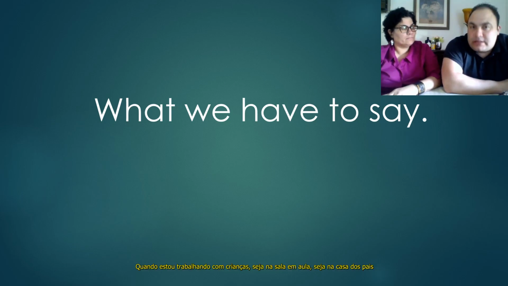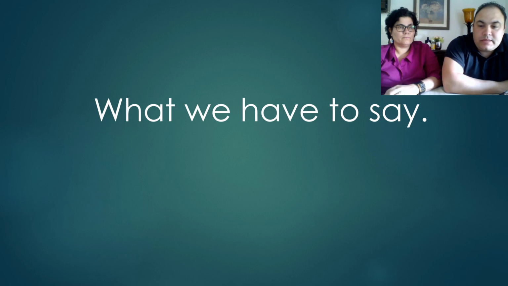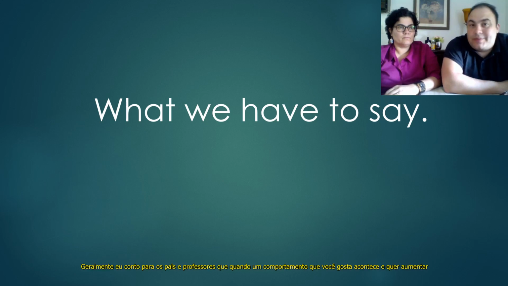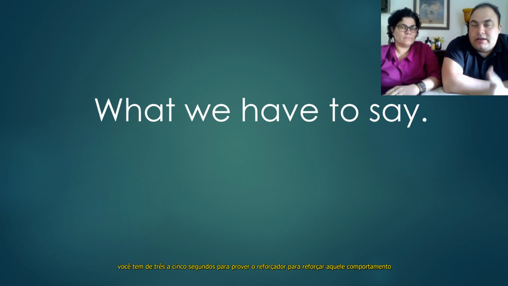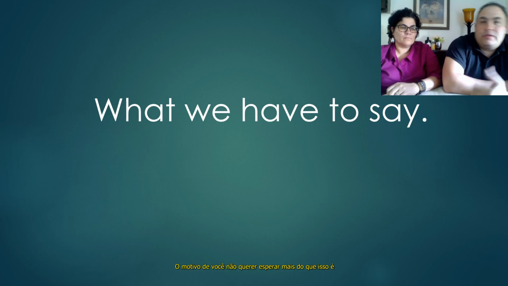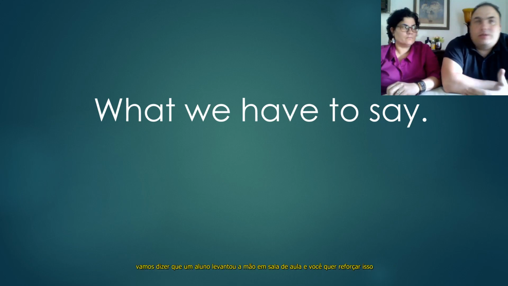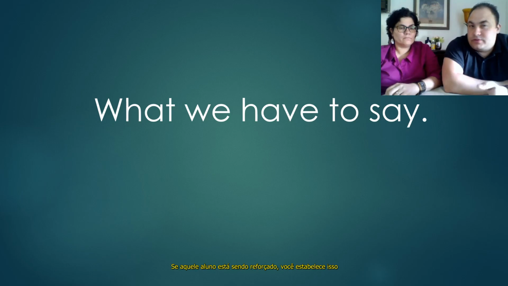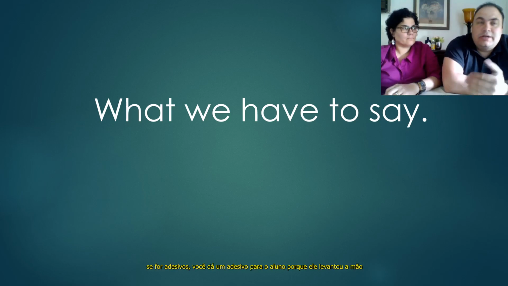So when I'm working with kids, if I'm working in a classroom, or in a parent's home with autism and related disorders, typically I tell parents or teachers that when a behavior occurs that you like, that you want to increase, you have about 3 to 5 seconds to provide a reinforcer to reinforce that behavior. The reason you don't want to wait longer than that is, let's say a student raises their hand in a classroom and you want to reinforce that. And if you've established that the student's reinforcers are stickers, then you want to give that student a sticker because they raised their hand.